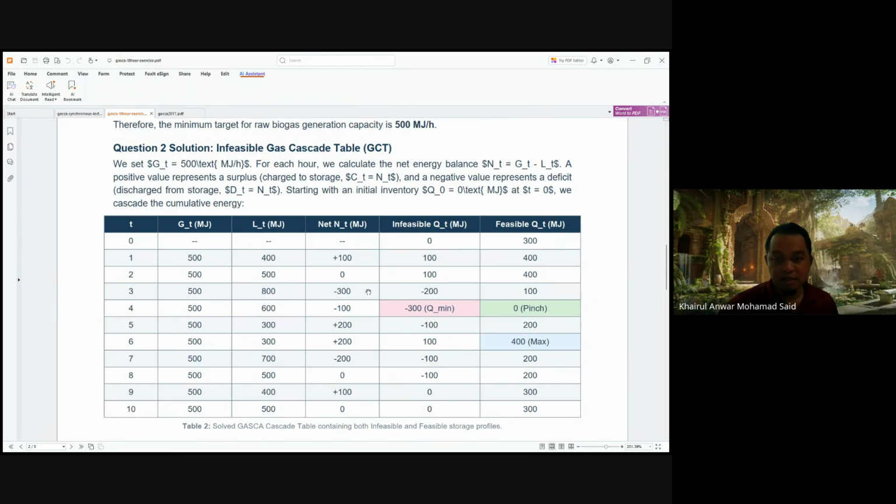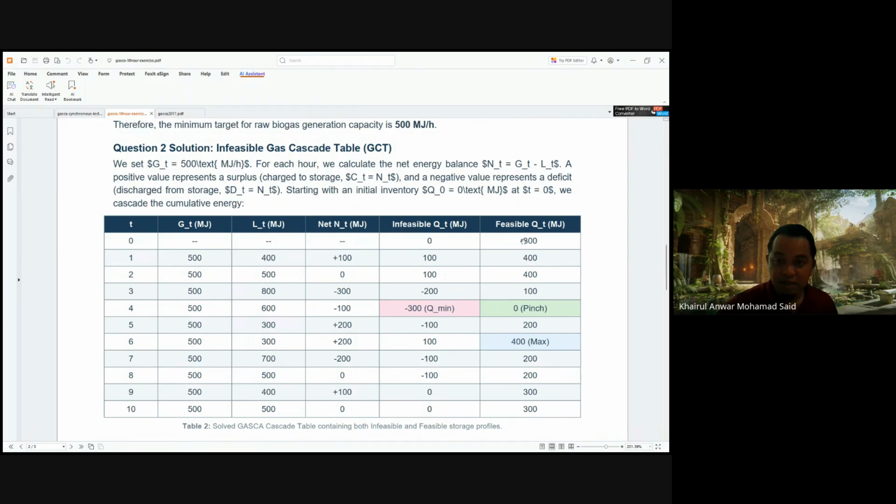100 minus 300 becomes 200, and so on. Then you find out that yes, this is the lowest value. So this lowest value becomes the new QT. This is for the feasible. Then you do it again. So the pinch happens here.